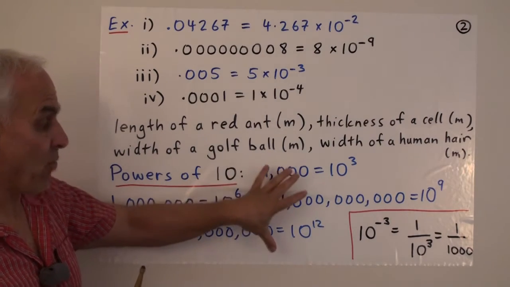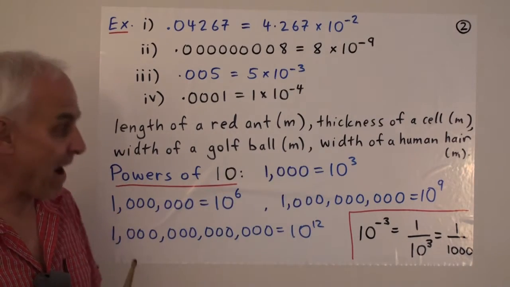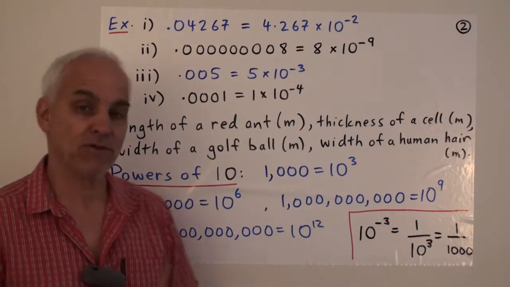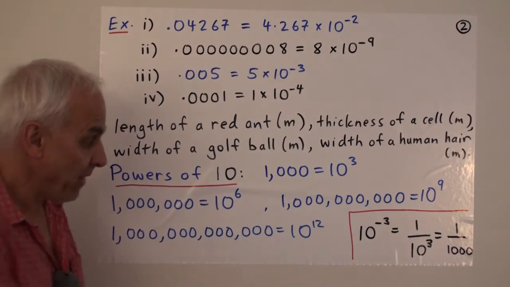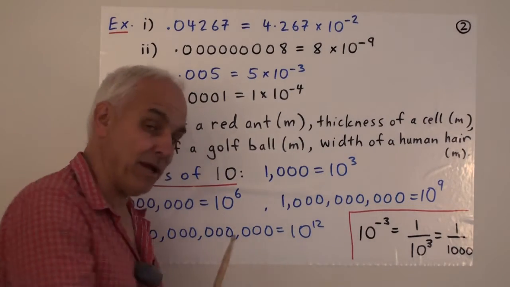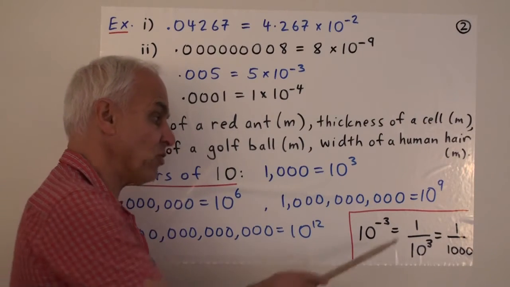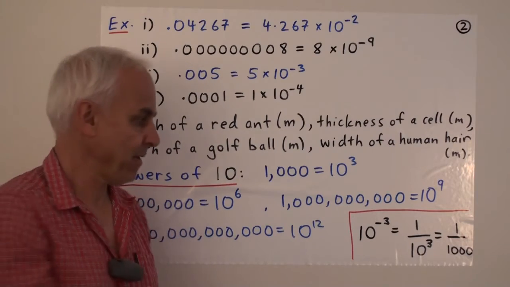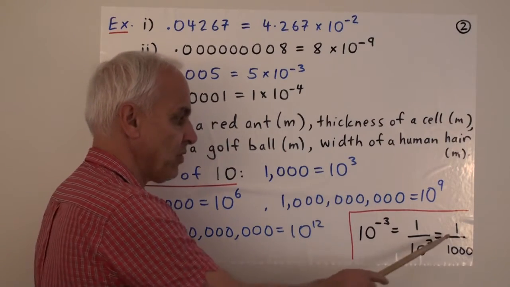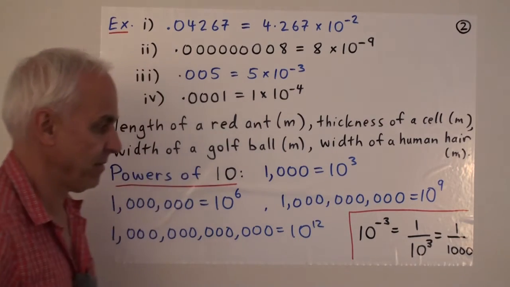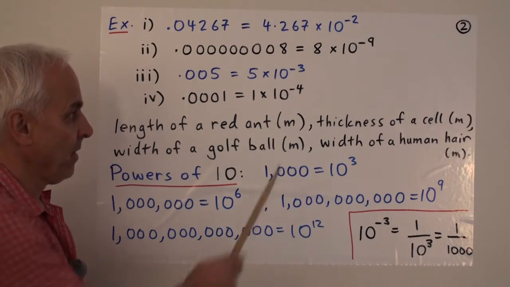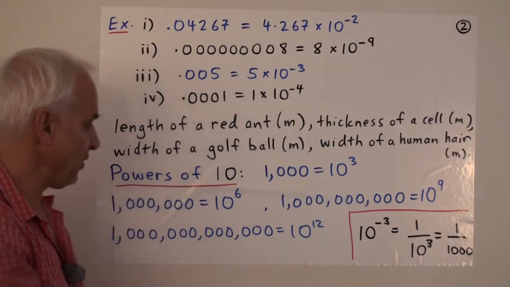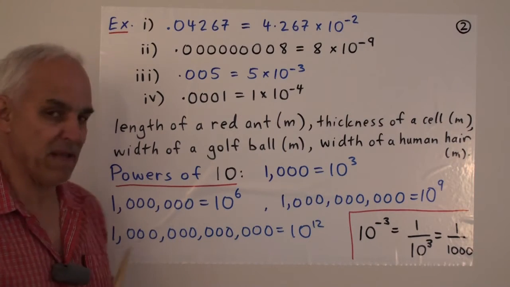And of course, along with these positive powers of 10, we're also going to be needing, like here, negative powers of 10. And I remind you that if we have 10 to the minus 3, what that means is 1 over 10 cubed. 10 cubed is 1,000, so that's 1 over 1,000. 10 to the minus 9 is 1 over a billion. 10 to the minus 6 is 1 over a million.